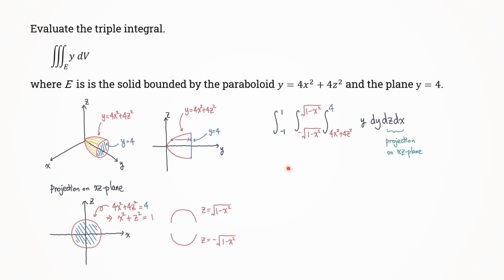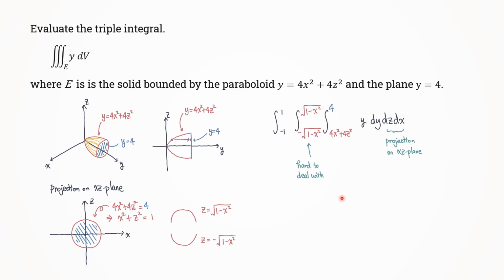So we get a 1 to 1. So now we have set up the triple integral in rectangular coordinates. The problem is that when we try to evaluate this triple integral, we will have to deal with the square root, and that's hard to deal with. And so in that case, it would be a good idea to use cylindrical coordinates.